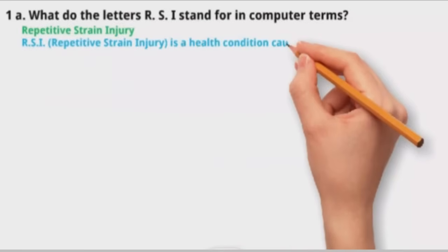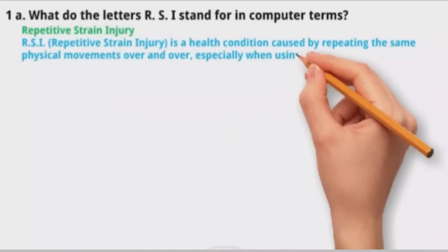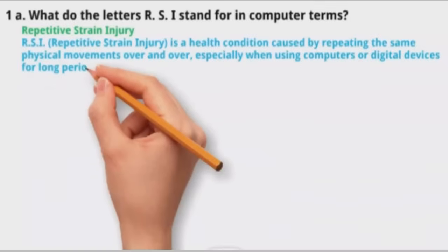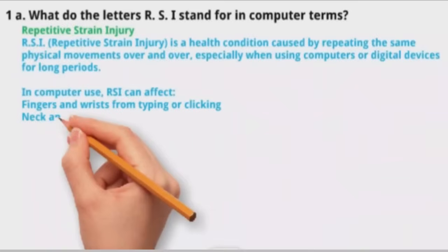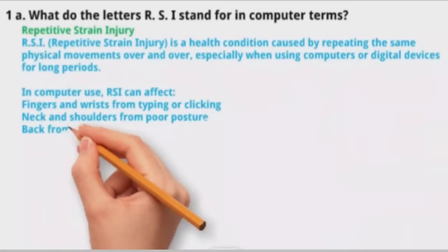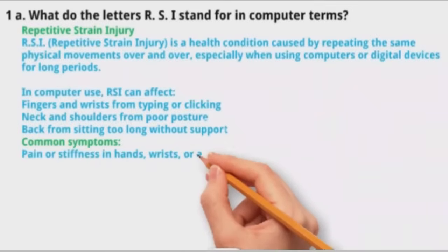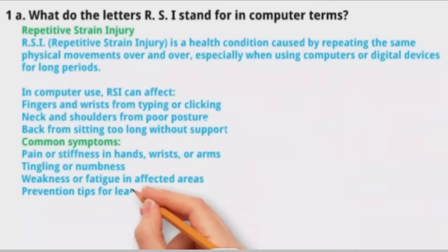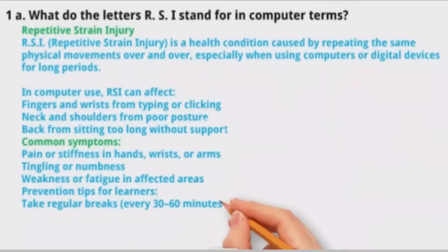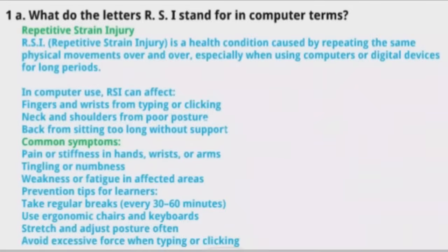RSI, repetitive strain injury, is a health condition caused by repeating the same physical movements over and over, especially when using computers or digital devices for long periods. In computer use, RSI can affect fingers and wrists from typing or clicking, neck and shoulders from poor posture, back from sitting too long without support. Common symptoms: pain or stiffness in fingers or wrists, tingling or numbness, weakness or fatigue in affected areas. Prevention tips for learners: take regular breaks every 30 to 60 minutes, use ergonomic chairs and keyboards, stretch and adjust posture often, avoid excessive force when typing or clicking.